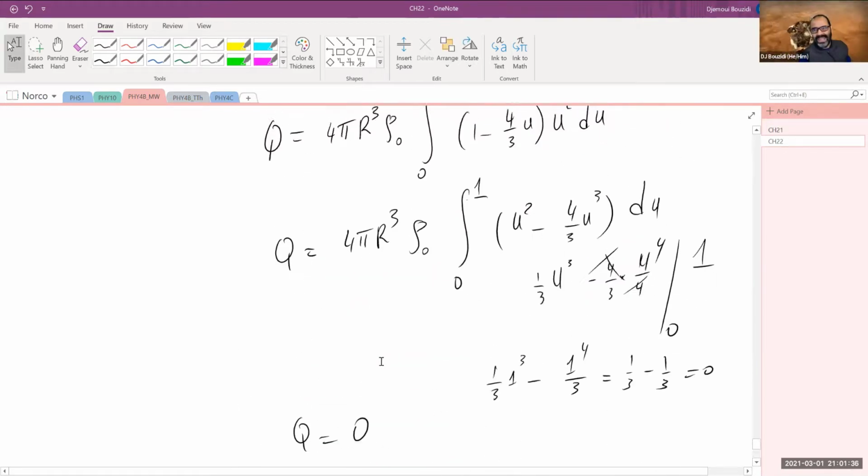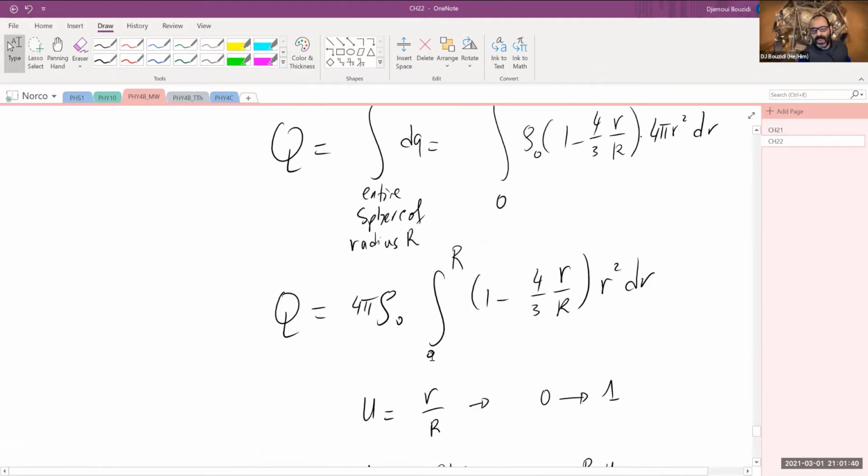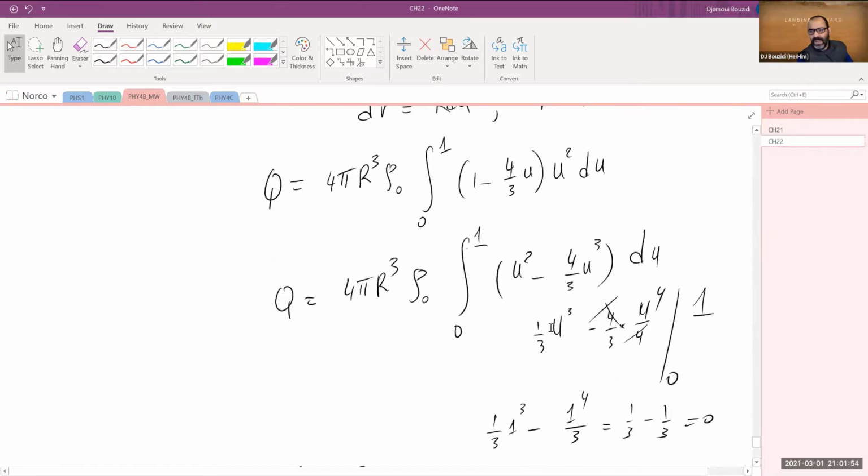For that, it's the same calculation, except the boundaries of integration will go from 0 to little r. So basically, we're trying to find an indefinite integral in this case, but we start from 0. So it's the same value from this integral: u cubed over 3 minus u to the power 4 over 4. The lower limit is going to be 0, whereas the upper limit is going to be u itself.